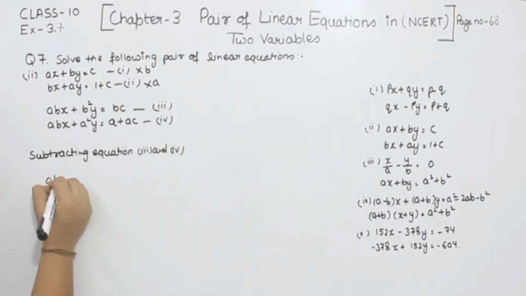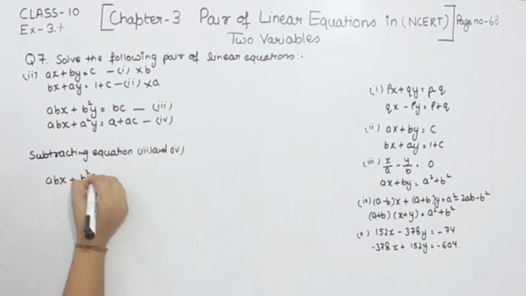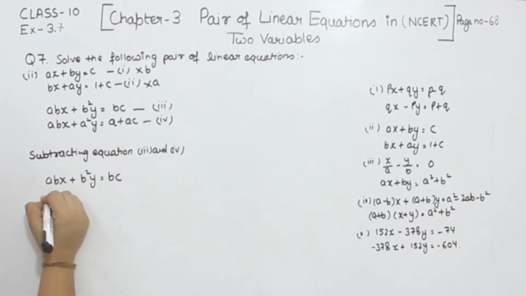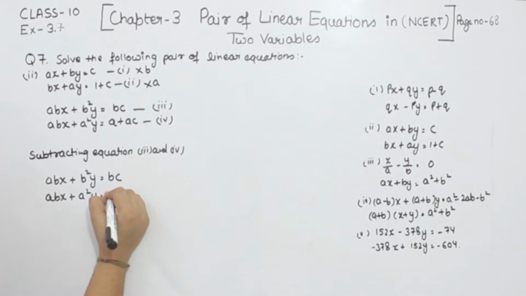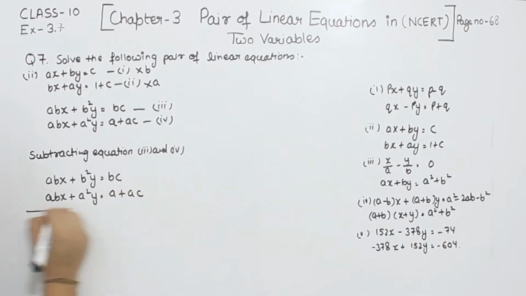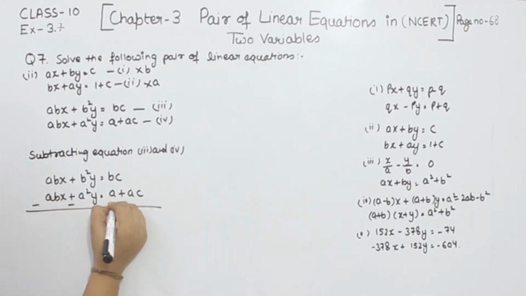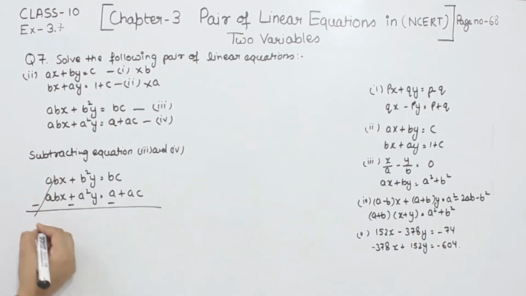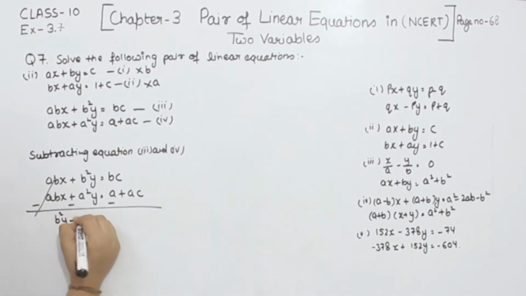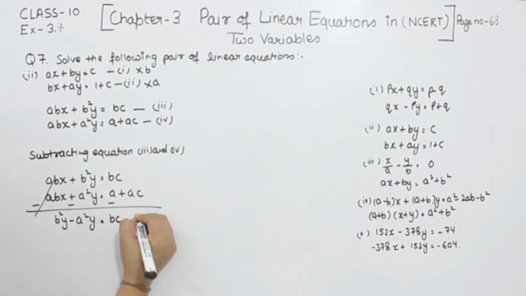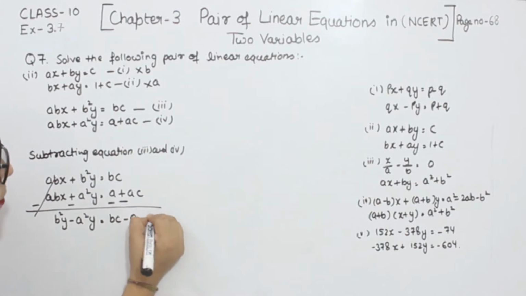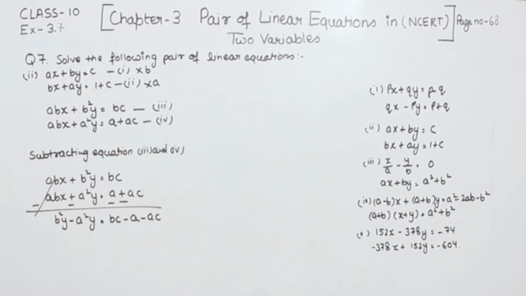So here we have abx plus b square y is equal to bc, and abx plus a square y is equal to a plus ac. Now we are going to change the signs. Plus minus cancel, and here we have b square y minus a square y, and here we have bc minus a and minus ac.